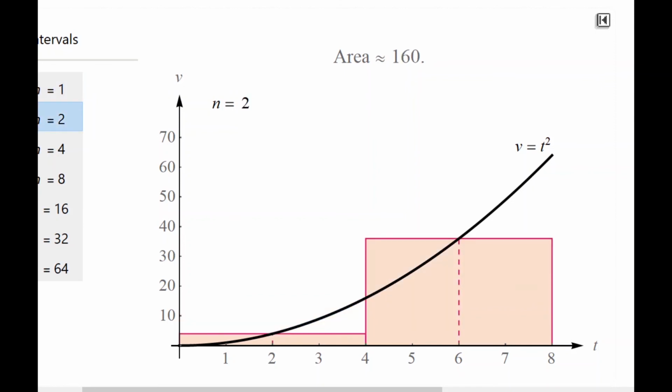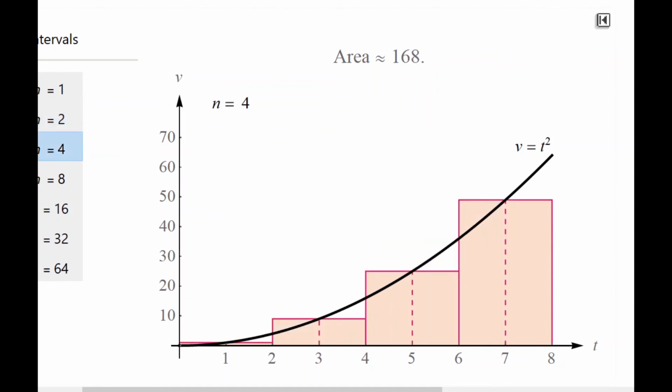This is what we did. We chose the representative velocity to be the one at t equals 2 for the first subinterval from 0 to 4. And then we chose the representative velocity at t equals 6 for the interval from 4 to 8. And we got 160 for the total displacement. But as you can see, still not very accurate. So what would happen if we continued to break up this interval 0 to 8 into smaller and smaller pieces?